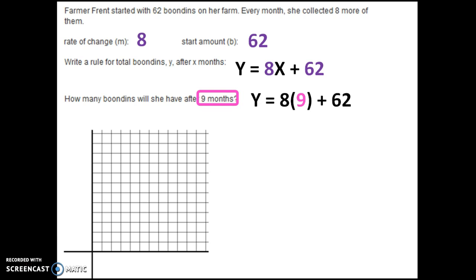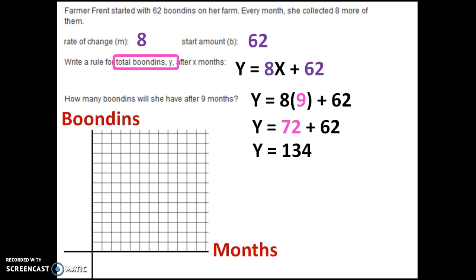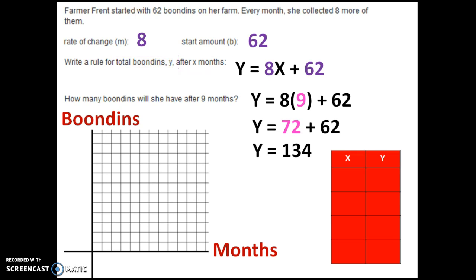So if we have y equals 8 times 9, because months is our x, plus 62, we get y equals 72 plus 62, or 134. X is our months, so we'll label our x-axis months. Our y-axis is Boondins. And we can make our table to see how this is going to work. So our x values when we had 0, 62, and then after 9 months, so our x value was 9, we had 134. So here are our points.